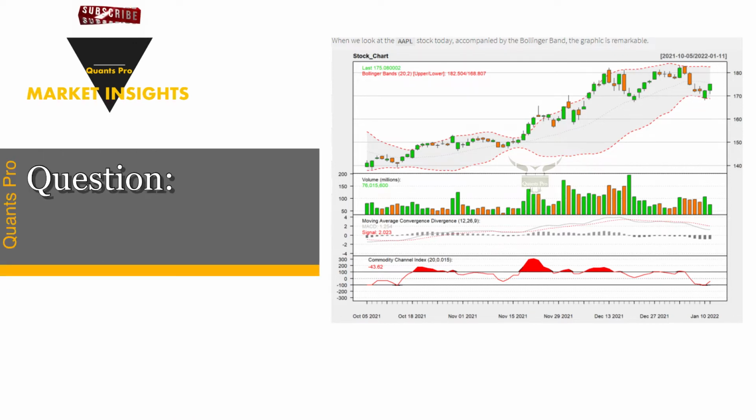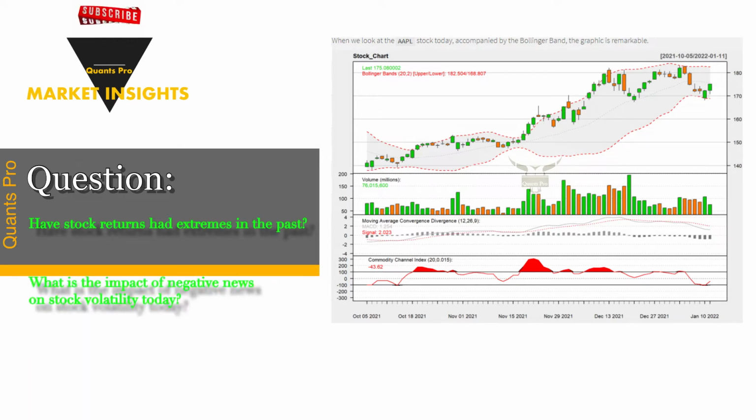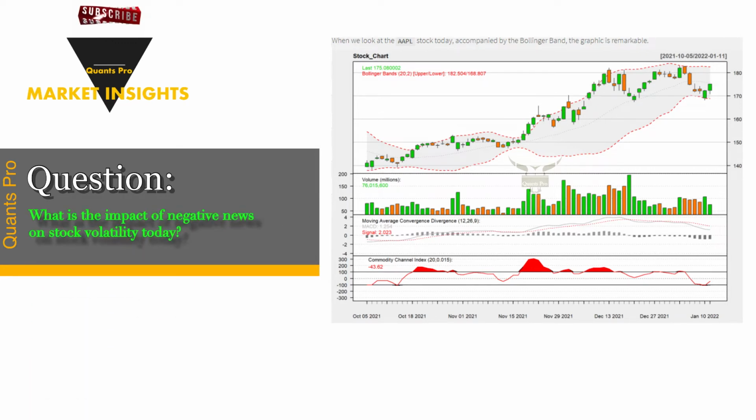The questions we are trying to answer are: how is the price performance of the stock compared to its competitors today? Have stock returns hit extremes in the past? What is the impact of negative news on stock volatility today? Analytical answers to these questions can help minimize future risks.